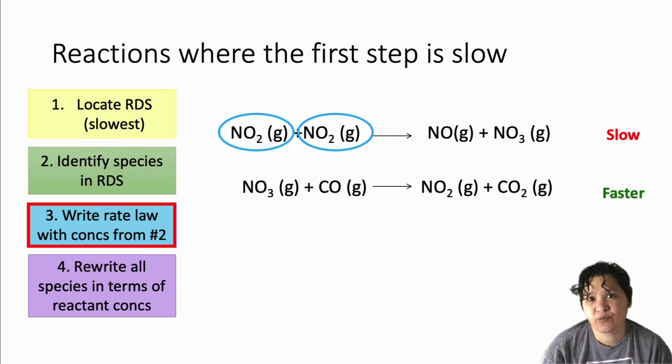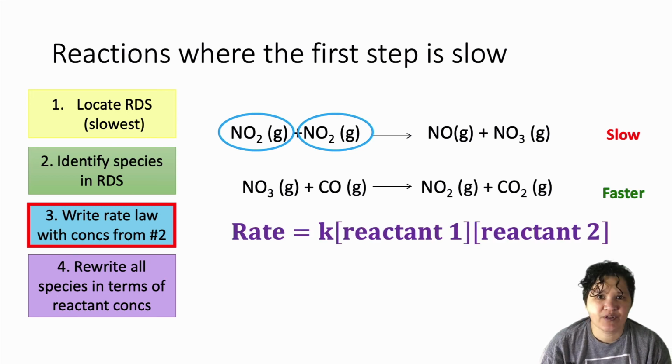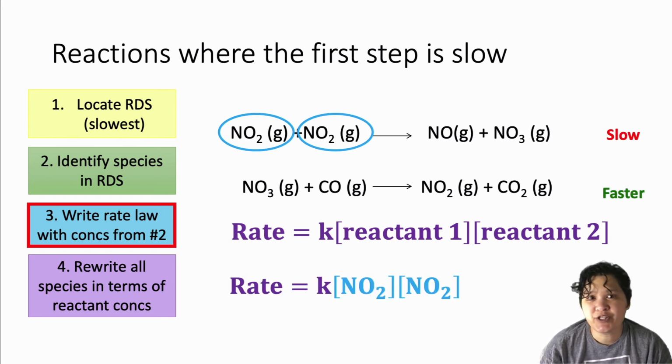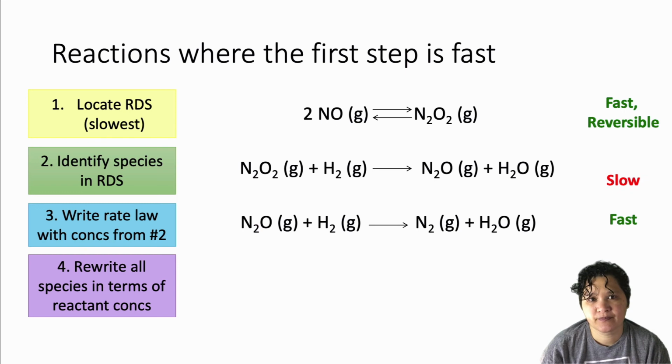So now let's write the rate law using the concentrations of our actual reactants. This is a bimolecular process, so we're using this generic rate law. And now let's plug in our 2 reactant concentrations to give us this. Now, normally we don't write the concentrations this way. We can simplify it, and you can see that this reaction is second order with respect to NO2. NO2 is a reactant in the net reaction, and so we don't need to do step 4.